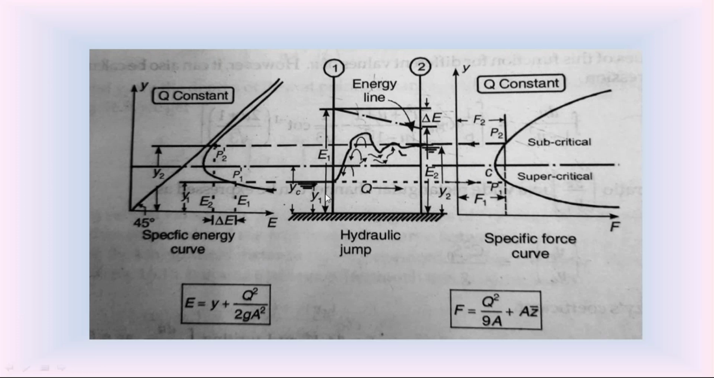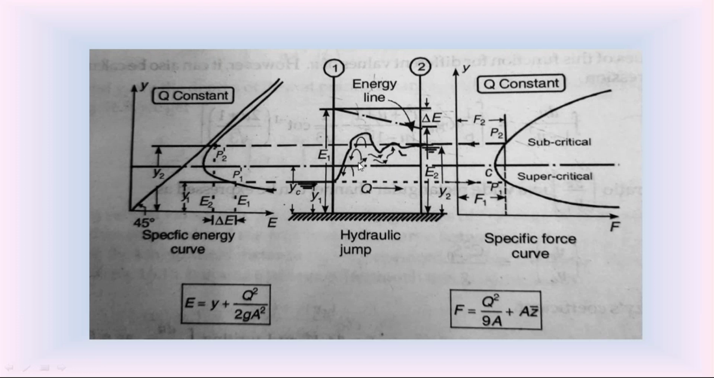One is at section 1. At section 1, the depth of flow is y1. Section 1 is before the hydraulic jump. Then section 2 is after the hydraulic jump. At section 2, the depth of flow is y2. So we consider these two depths of water flow in this hydraulic jump. One is before the hydraulic jump, y1, the initial depth. The second one is after the hydraulic jump, y2, the sequent depth.